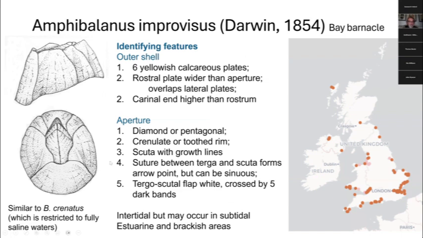This one, as I've just made a little note down here, is very similar to Balanus crenatus in many ways, in its shape, the fact that it's crenate round the top, diamond-shaped aperture, and so on. But the difference between them is that Balanus crenatus is restricted to fully saline water. It can only occur in properly salty water, whereas improvisus can only occur in estuarine or brackish areas. I think it's outcompeted by other species if it tries to live in open seawater.